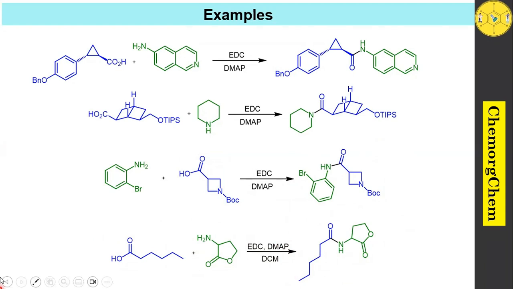To summarize, today we have covered the DMAP reagent and its preparation, basicity, and its important applications as a nucleophilic catalyst and in some esterification reactions. And finally, we have covered how DMAP can be useful for amide coupling reaction.